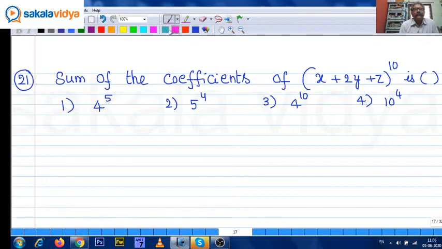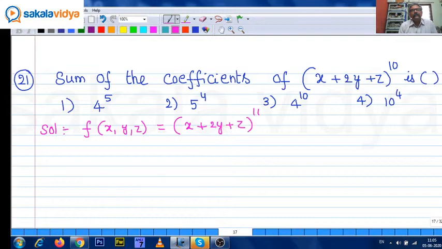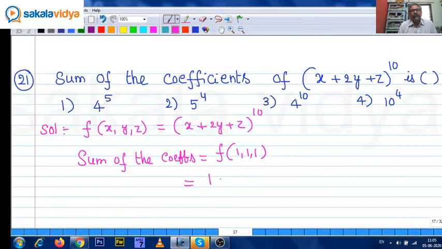So here, let us say f of x comma y comma z is x plus 2y plus z all to the power of 10. Sum of the coefficients equals f of 1 comma 1 comma 1. That is 1 plus 2 plus 1 raised to 10. This we can write as 4 raised to 10. Third option is the right option.